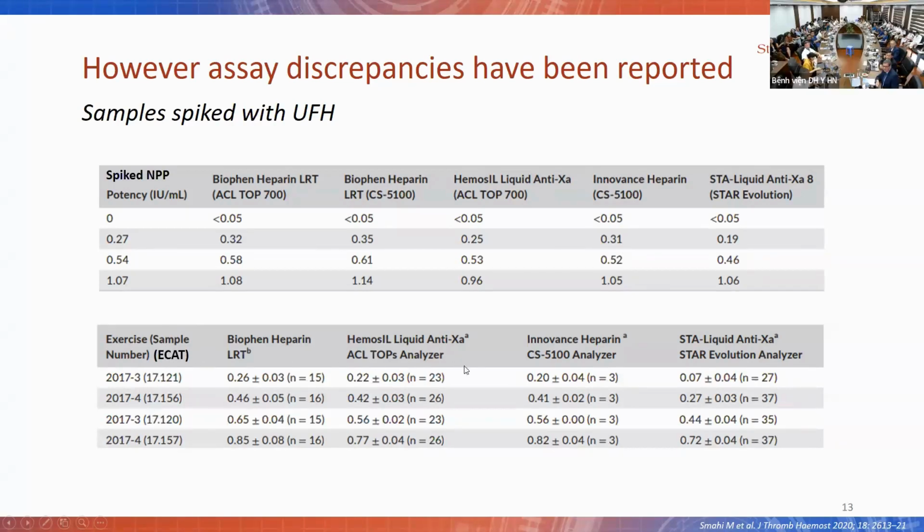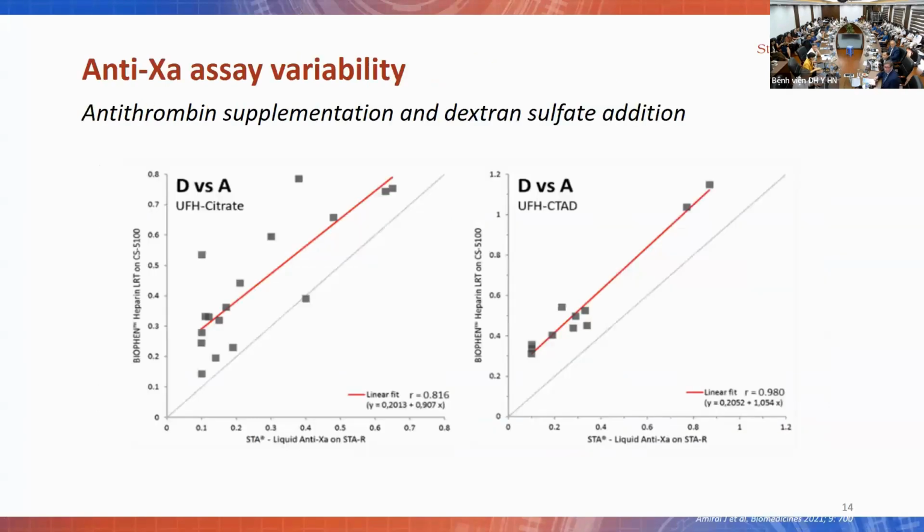You can see that you may have different amounts when you measure anti-Xa even with chromogenic assays. So how can we explain this? And the same has also been shown here. And why can we have such different results? One of the main reasons is that some reagents contain dextran sulfate and others do not contain dextran sulfate.